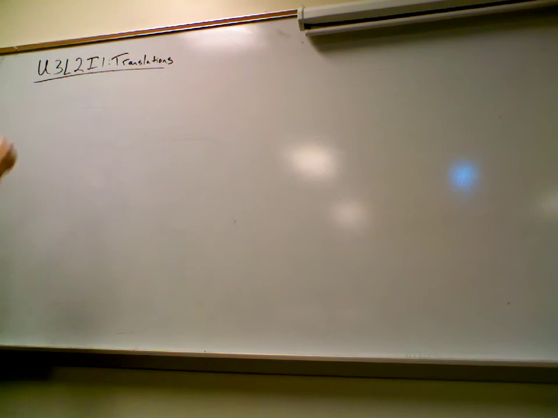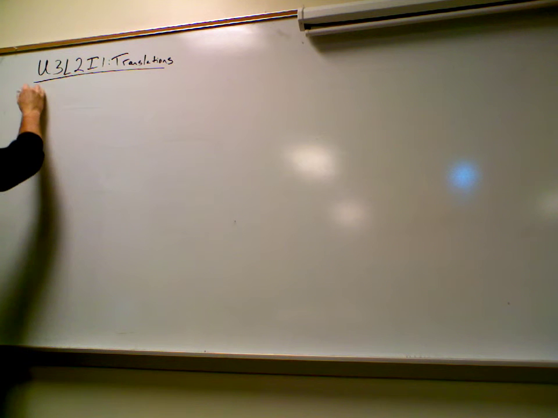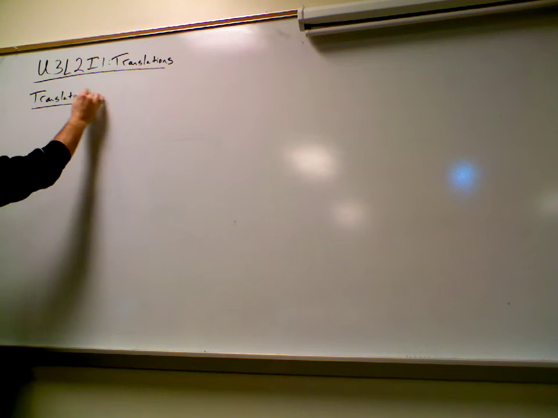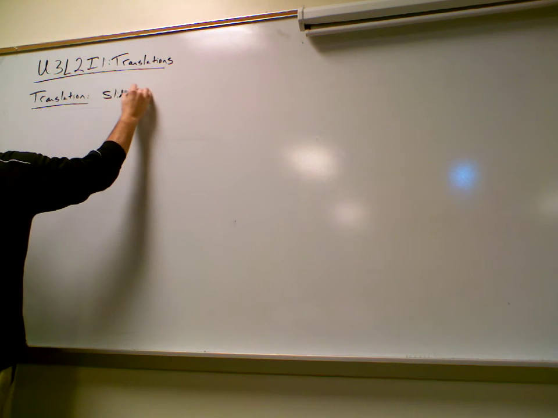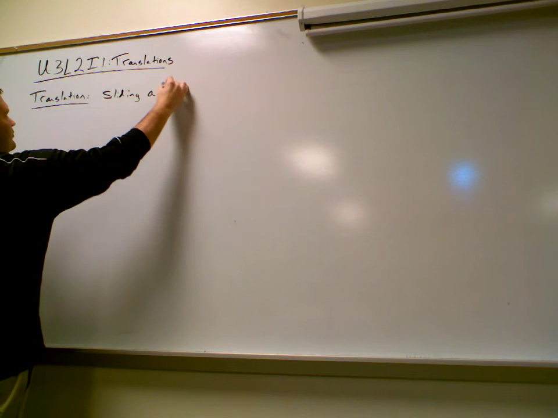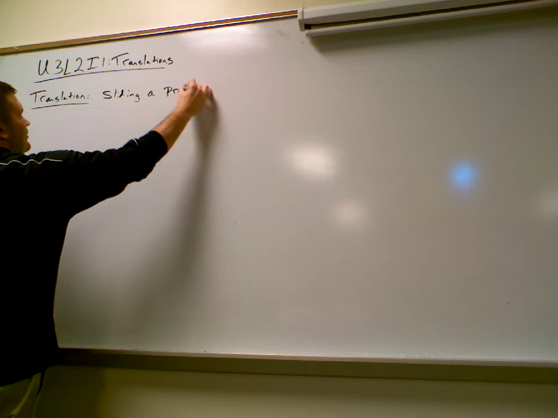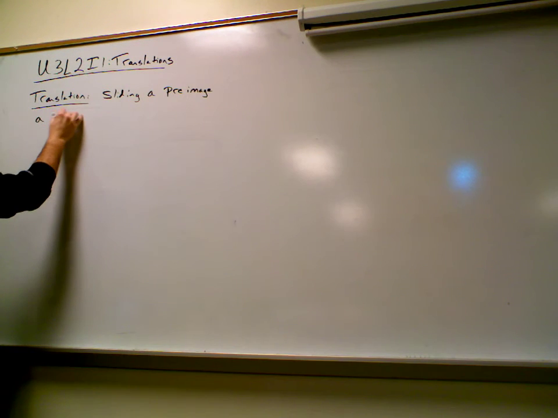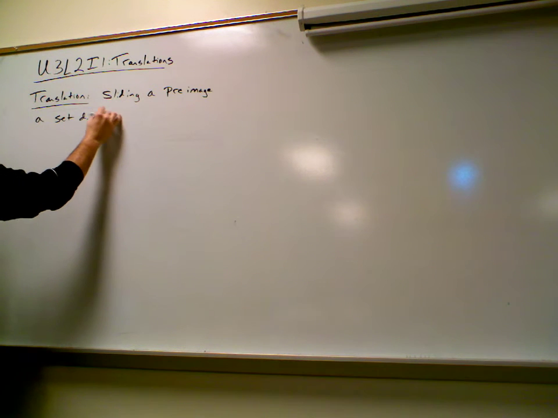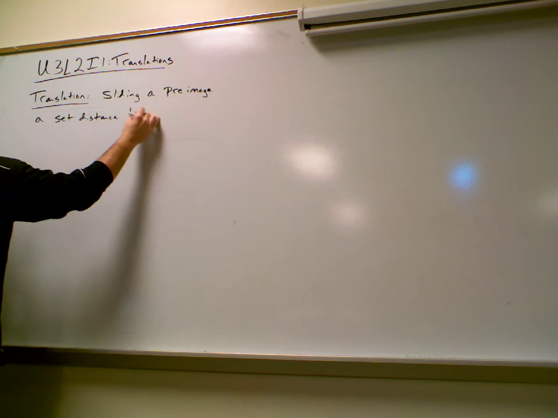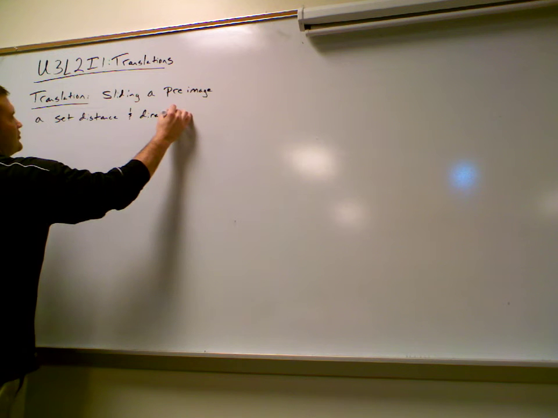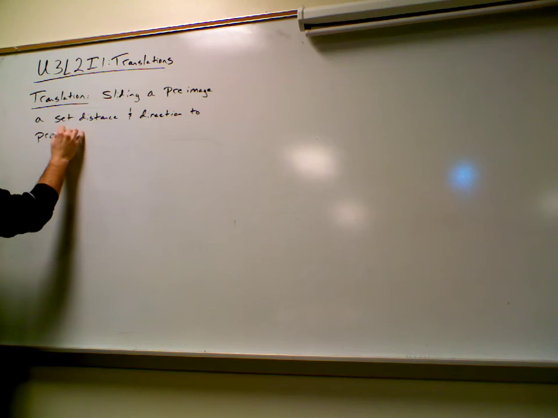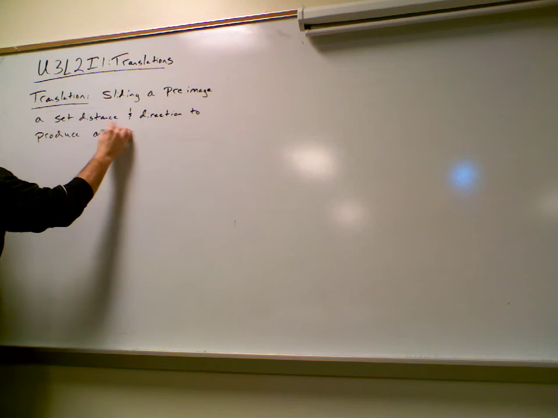So a translation is sliding an image, actually sliding a pre-image, a set distance and direction to produce an image.